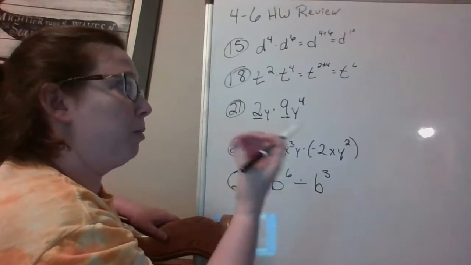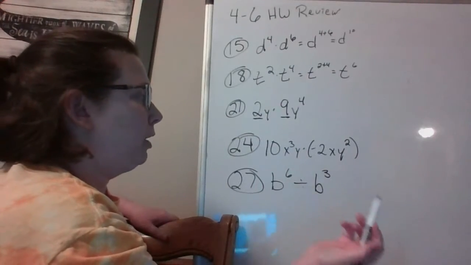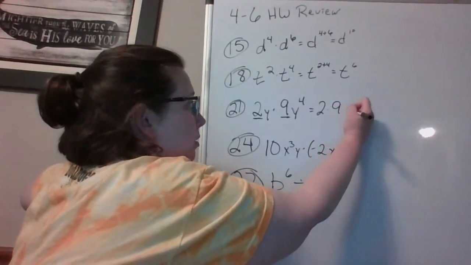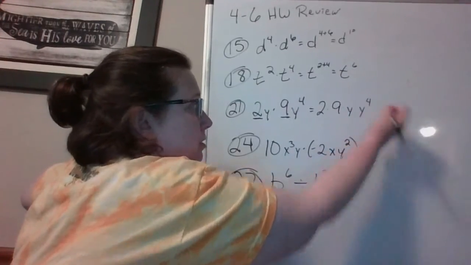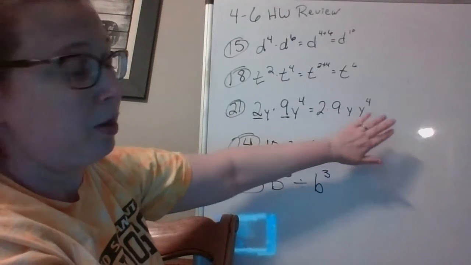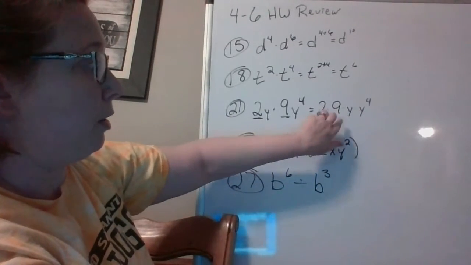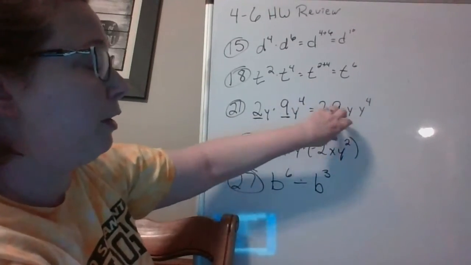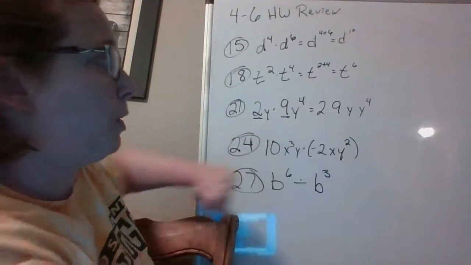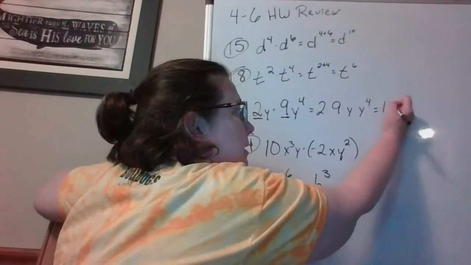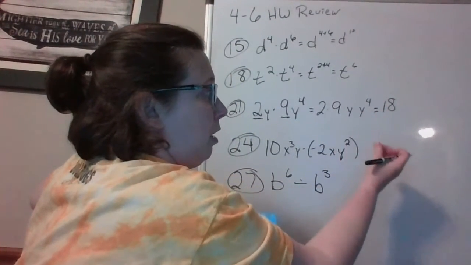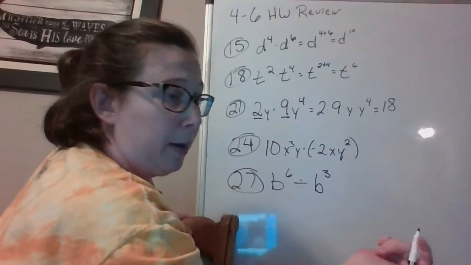We can't really come up with a final number answer here, but what we can do is rearrange this like this, and now I've grouped my numbers together and my variables together. So what I can do then is say, okay, well, I can't figure out what the whole thing is because I still don't know what y is, but I can go ahead and multiply 2 times 9 and get 18, and I can multiply these together because they both have a base of y.